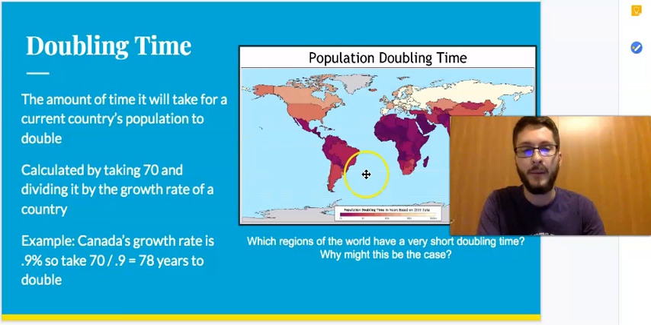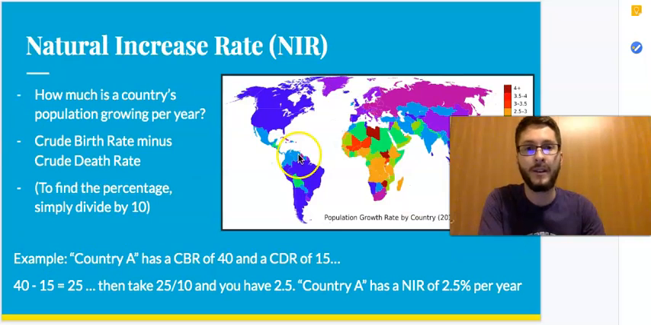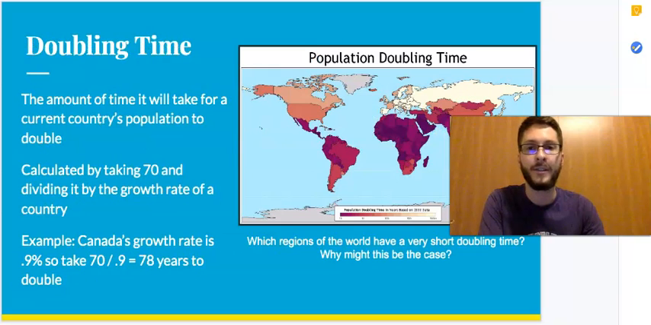So, short doubling time would be most of these places, right? Once again, any of these countries that have a large natural increase rate are going to also have a quick doubling time, all right?